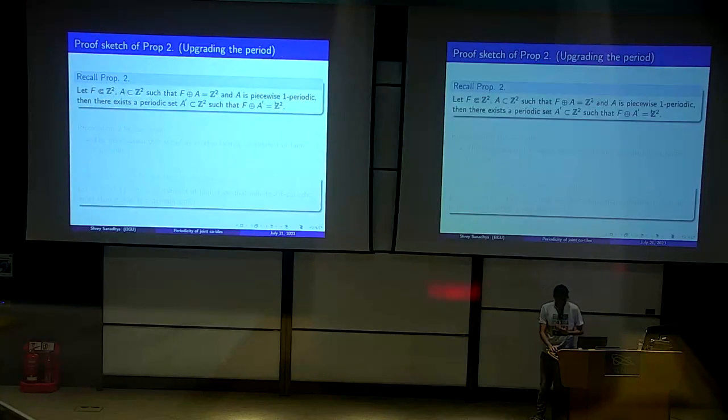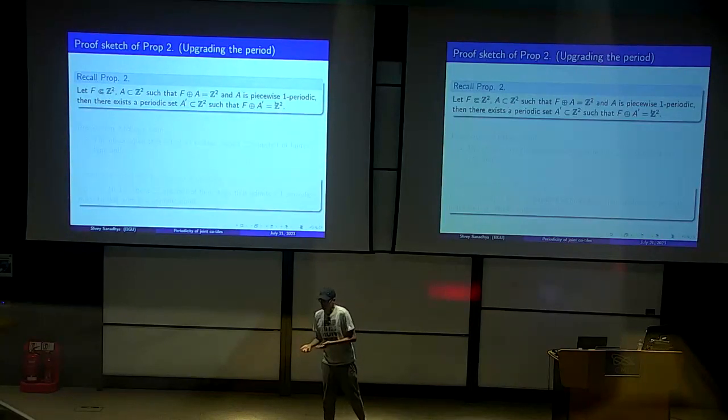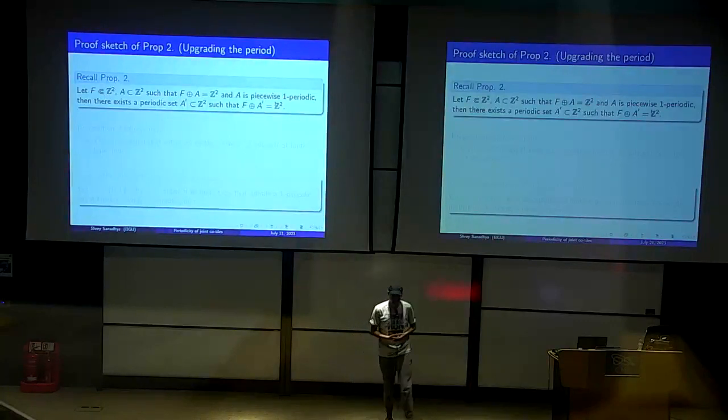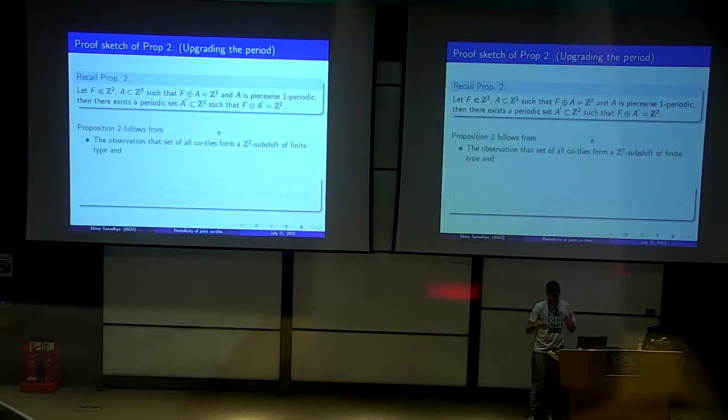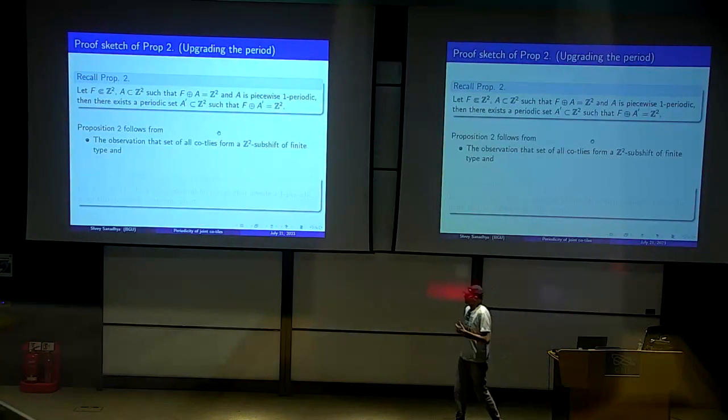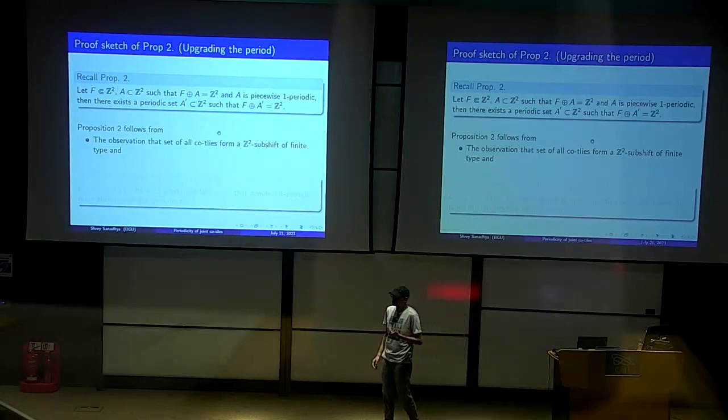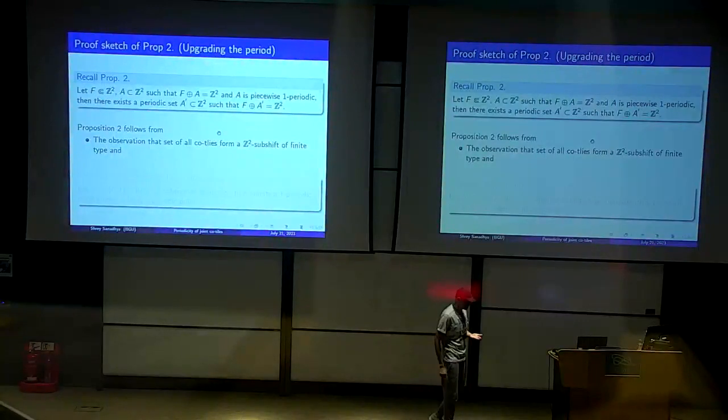So the second step is to prove this upgrading of the period. I recall what upgrading meant: if the cotile has piecewise one periodicity, then we can find a cotile A prime which has two periods. How we go about that is first this observation that the set of cotiles forms a Z2 subshift of finite type. And Professor Kari already talked about this.